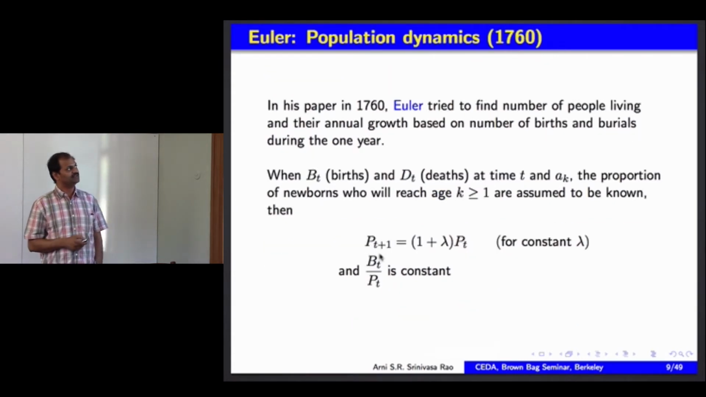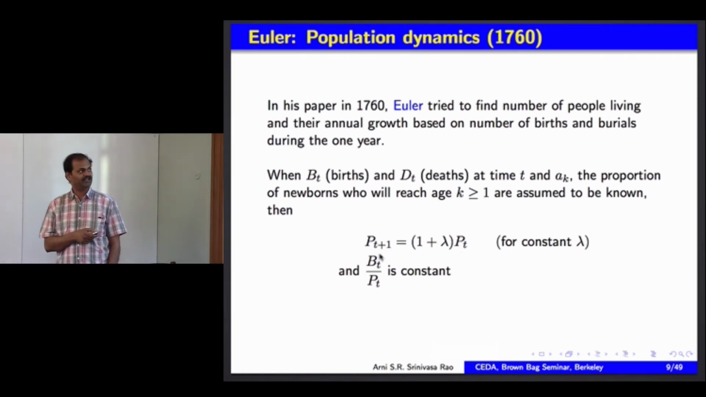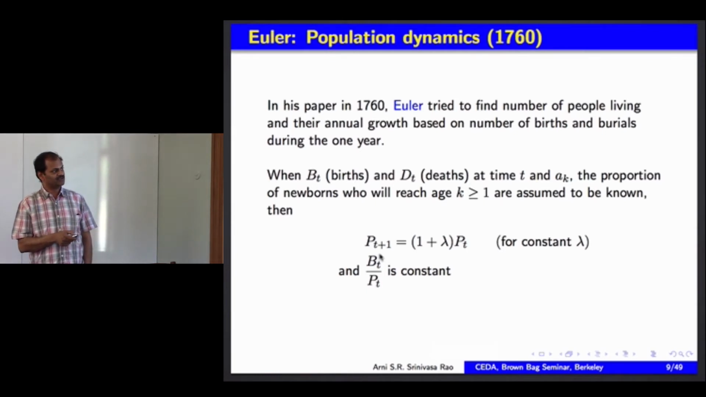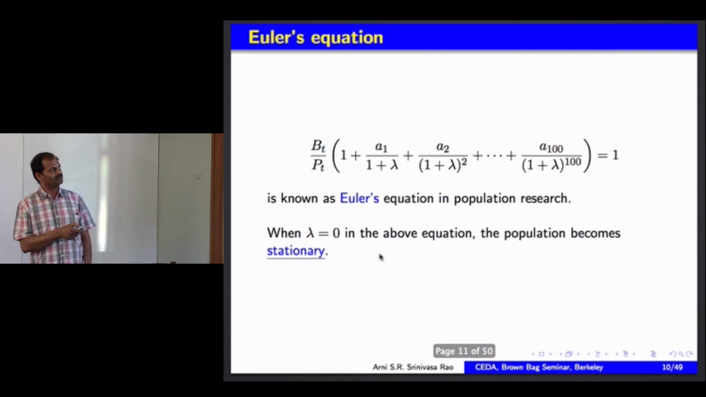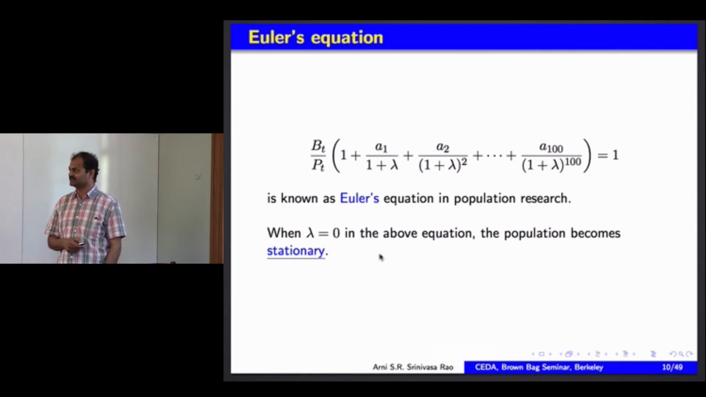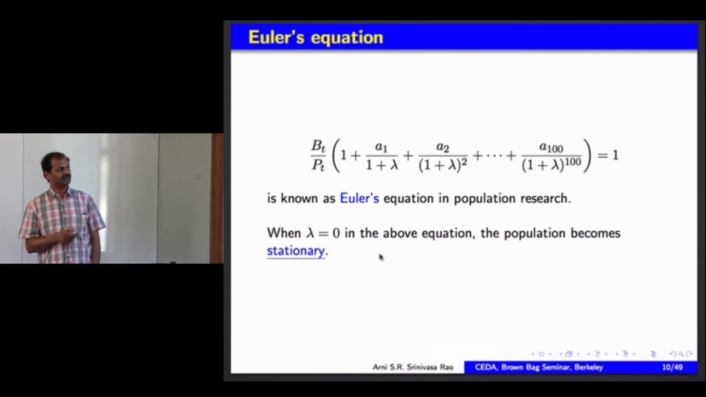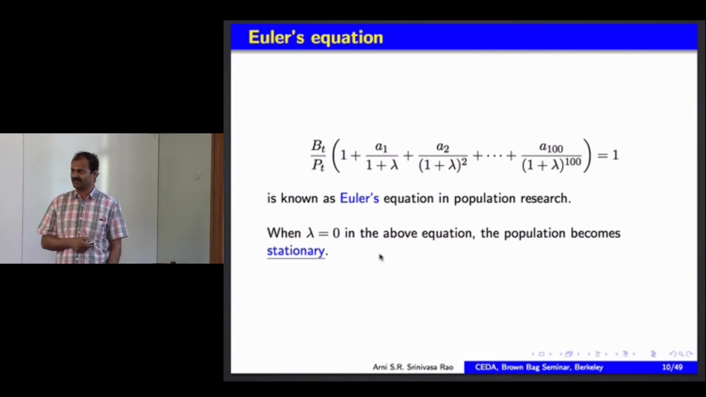And then, in Euler's 1760 paper, he also discussed births and deaths at time t, and if A_k is the proportion of newborns who will reach age k, then using the setup we previously discussed, Euler brought down this particular equation, where the sum of the product of B_t/P_t and A_k equals 1. This is known as Euler's equation in population research, where λ equals 0 in the above equation. This is nothing but the stationary case. This equation is one of the conditions for a stationary population. But Euler did not use that word at that time.